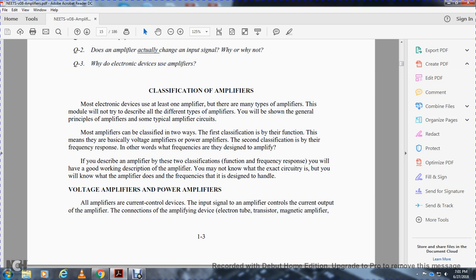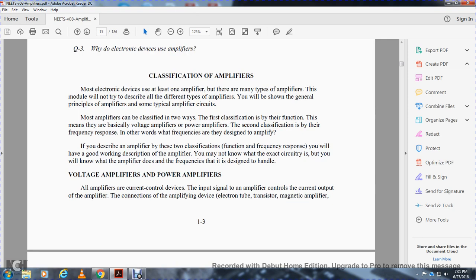Most amplifiers can be classified in two ways. The first classification is by their function. This means a basic voltage amplifier or power amplifier. The second classification is their frequency response, in other words, what they are designed to amplify. If you describe the amplifier by these two classifications, function and frequency response, you will have a good working description of the amplifier. You may not know what the exact circuitry is, but you will know what the amplifier does and the frequency it is designed to handle.